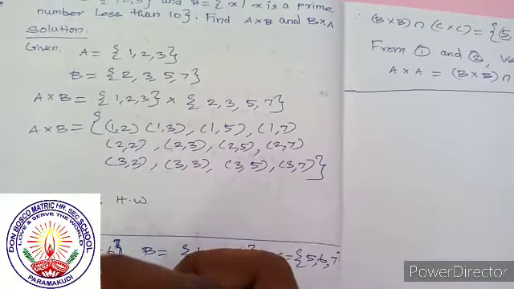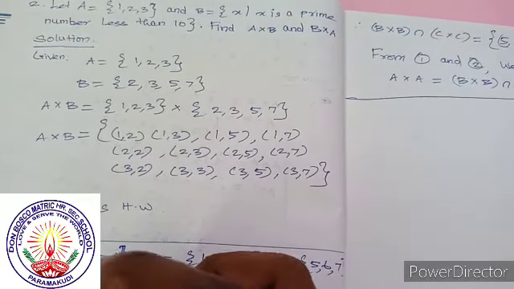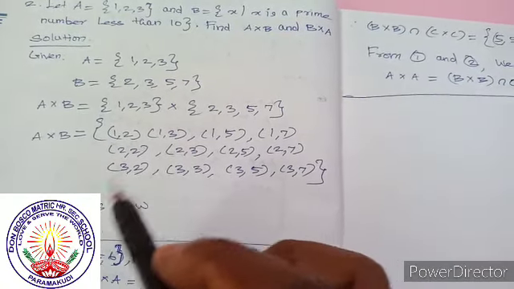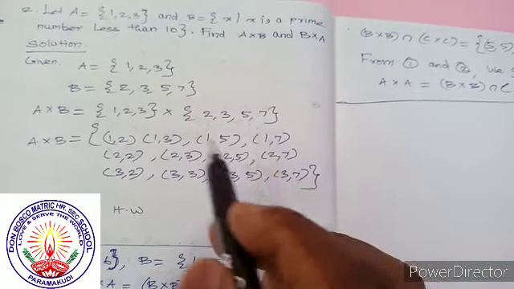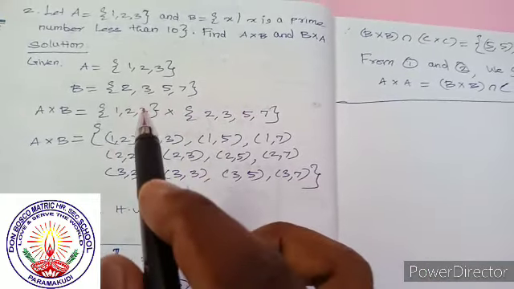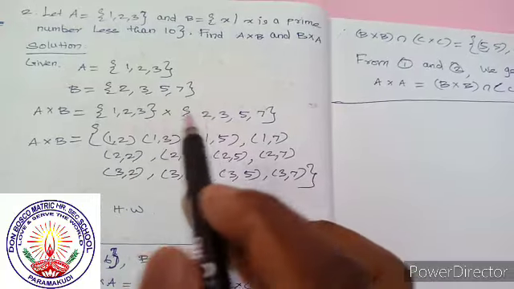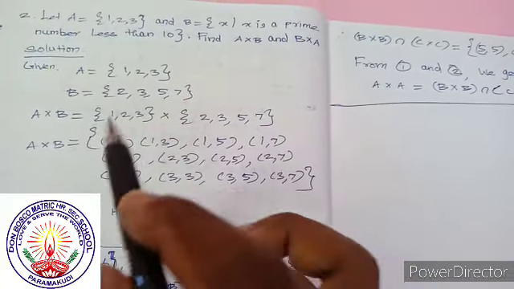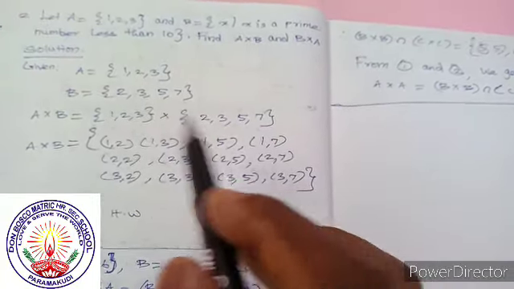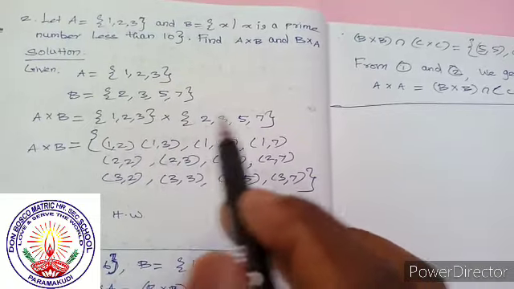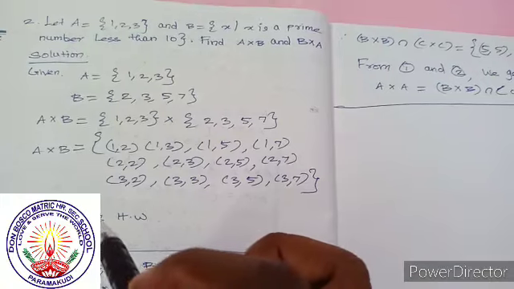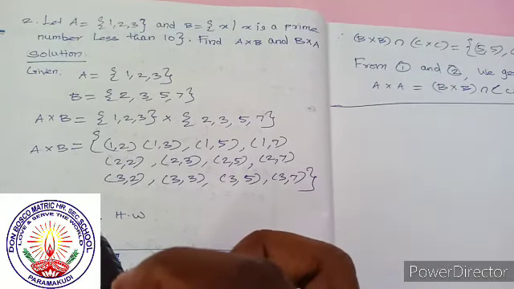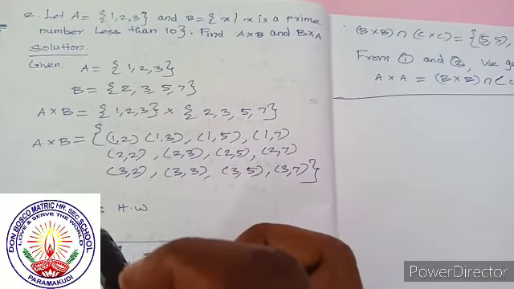The same way B cross A also you can find. B cross A means you have to write first B then A. So you have to start with the first set 2, 3, 5, 7, then 1, 2, 3. So there will be elements (2, 1), (2, 2), (2, 3), (3, 1), (3, 2), (3, 3), (5, 1), (5, 2), (5, 3), and (7, 1), (7, 2), (7, 3) will be in B cross A. Let us try. It is a homework. You can find the answer very easily.